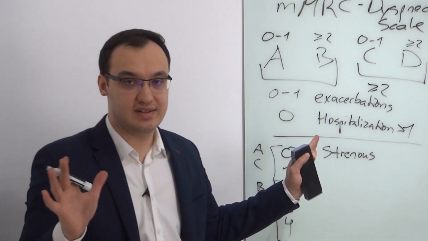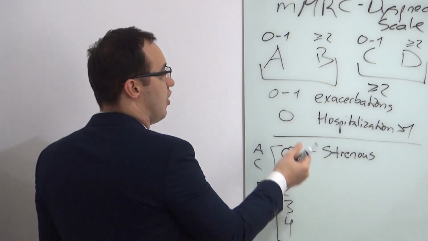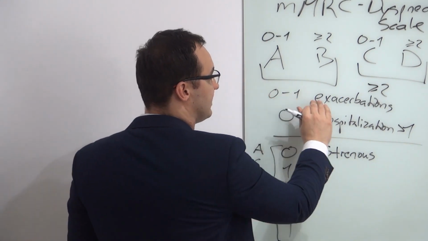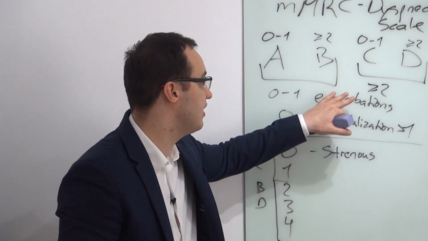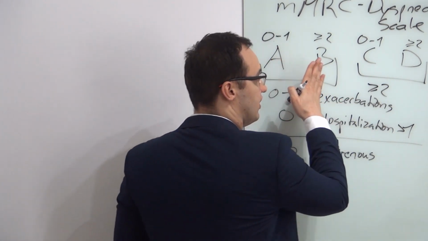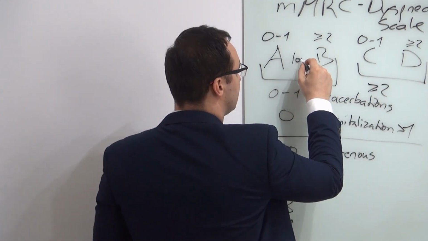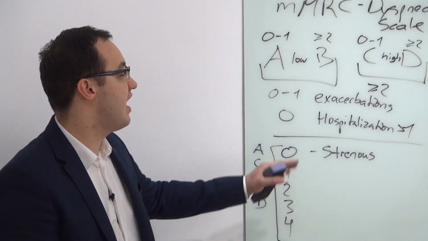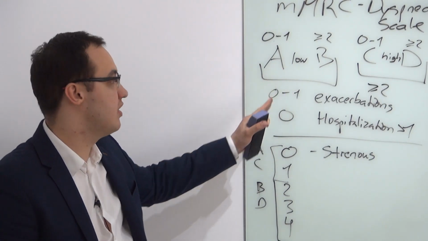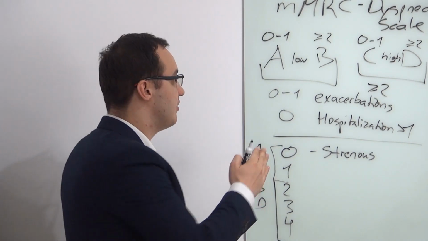And why is it like that? A and B are having 0 to 1 exacerbations or 0 hospitalization. As you see, this is the most important thing. As you progress here, it becomes more and more severe and more risky. This is low risk and this is high risk of COPD, which means we have more aggressive treatment here and less aggressive treatment here. And the symptoms are also indicating more severe disease.